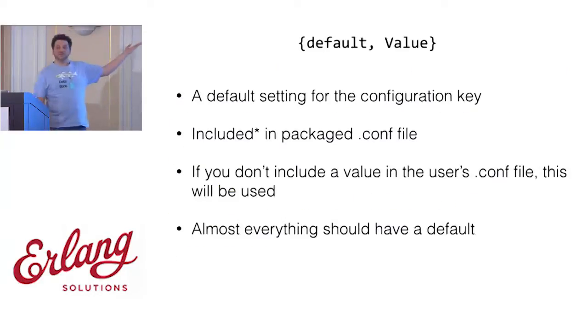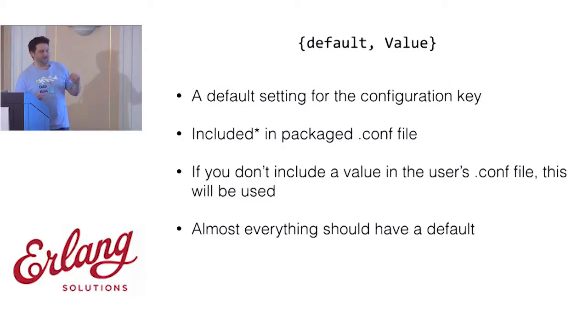So speaking of default, default's another property for a mapping. And it's the default for the configuration key. If you don't provide it, it's going to be this. It's included for the most part in the packaged conf file, which is the thing you're going to ship with. If you don't include it in the user's conf file, this is going to be used. And almost everything should have a default. What shouldn't have a default?